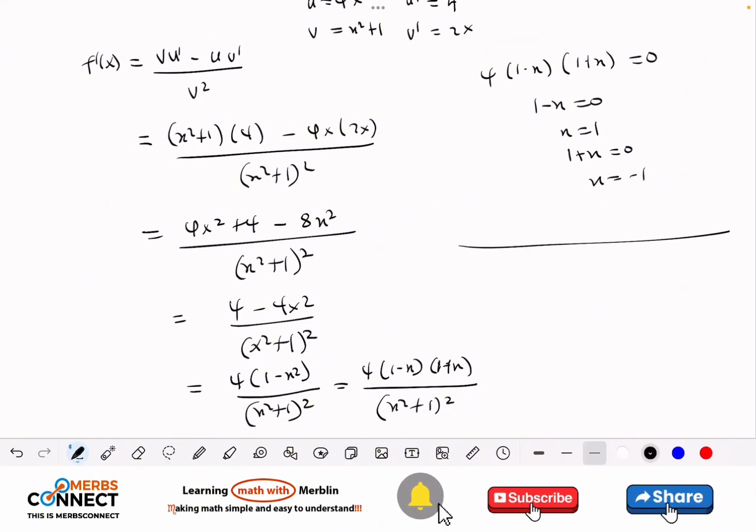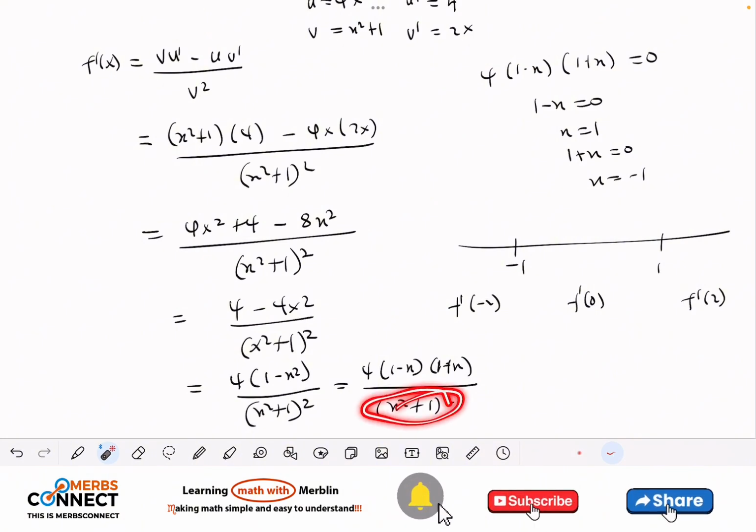So let's go to the number line, minus 1 and 1. So what are we going to do? Let's pick the same idea: f prime of minus 2, f prime of 0, then f prime of 2. So let's plug in minus 2 inside our derivative here. We are interested in the top because the down is always positive. So that's how you can also do things and be fast. Because this one is squared, this one is squared, the down will always be positive.